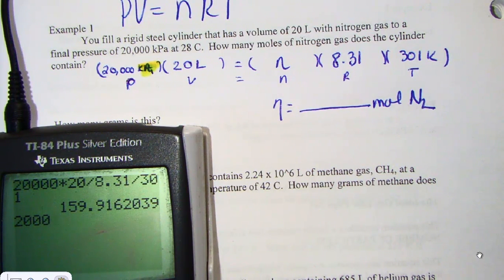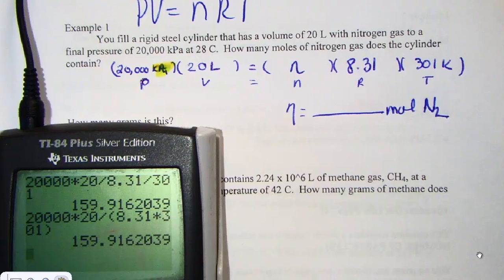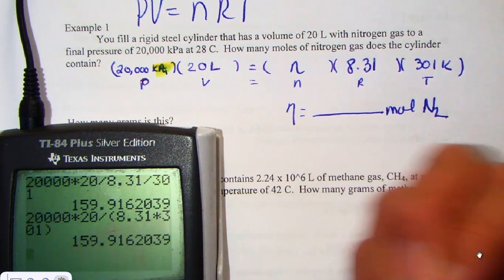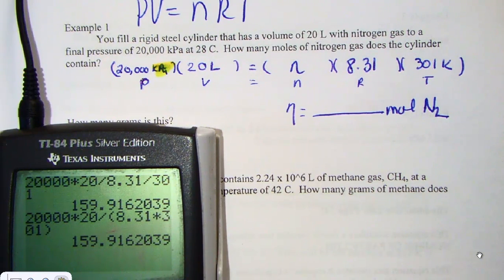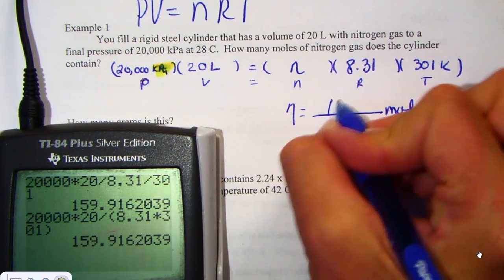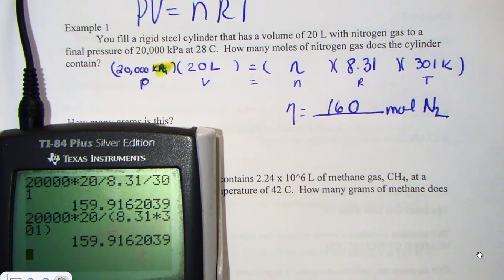We could also, if you prefer, use parentheses and find the same answer. You could put a parenthesis in either direction and we'll find it. You can divide twice, or you can find that you have a product inside the parenthesis. I have 159.9 moles of nitrogen. I think I'll just round a little bit. I'm going to call that 160 moles of nitrogen.